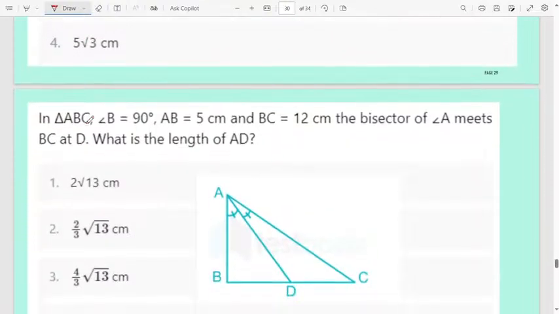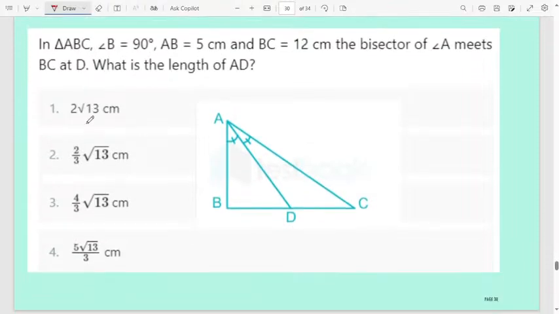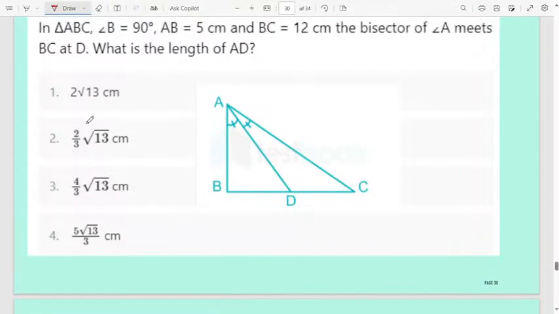Today's last question, this is a little lengthy but we have to do it. Almost 1 hour is over. Okay, this is the last question, then I will stop.